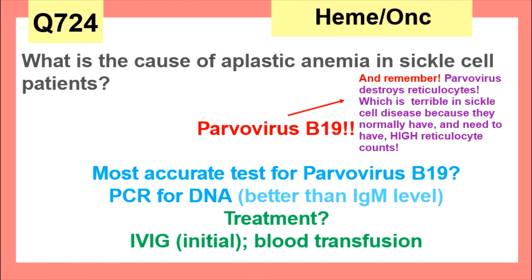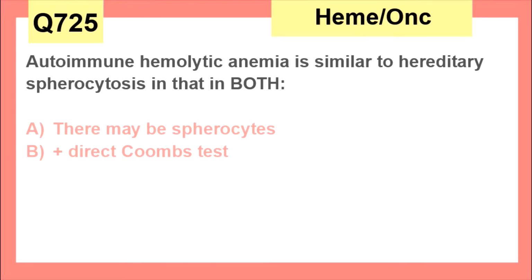And remember that parvovirus destroys reticulocytes, which is terrible in sickle cell patients because they normally have and need to have high reticulocyte counts because of their sickled red blood cells. That's why parvovirus B19 is especially bad for sickle cell patients.